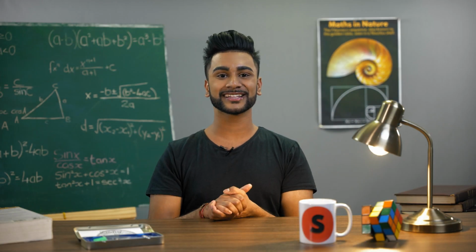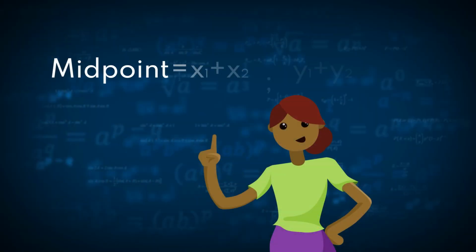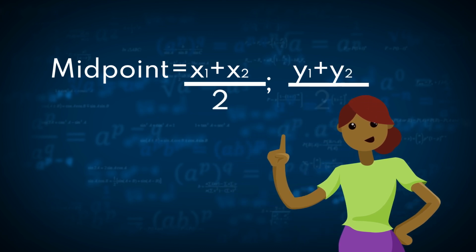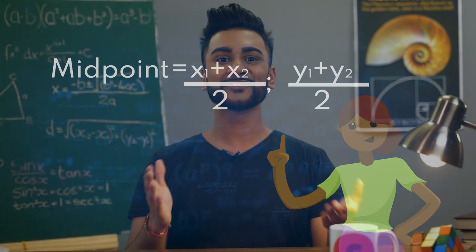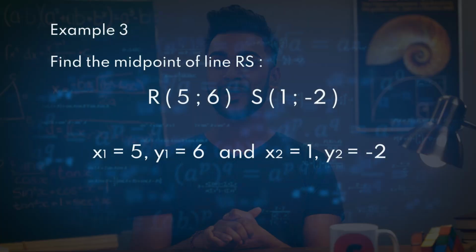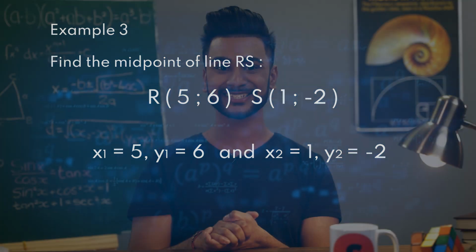Now that we know how to calculate the distance, let's talk more about midpoints. The equation to calculate the midpoint of a line is midpoint equals ((x1 plus x2) over 2; (y1 plus y2) over 2). For example, find the midpoint of line RS, where R(5; 6) and S(1; -2). Now, as always, make sure that you label the points where x1 equals 5, y1 equals 6, and x2 equals 1, y2 equals -2.